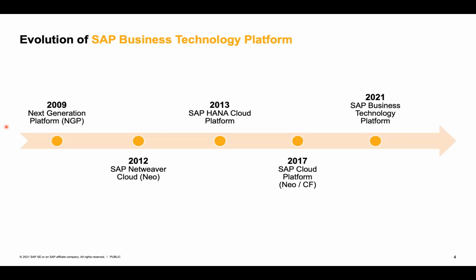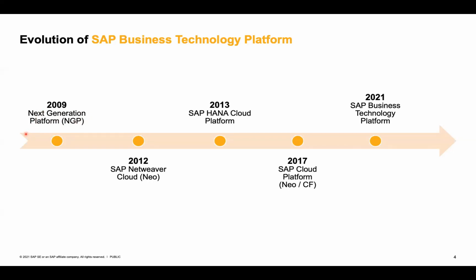At least what I heard and could find out from sources within SAP, it actually started in 2009. And at that point in time, it wasn't called Business Technology Platform. It wasn't called Cloud Platform. So the internal project name was Next Generation Platform, NGP.